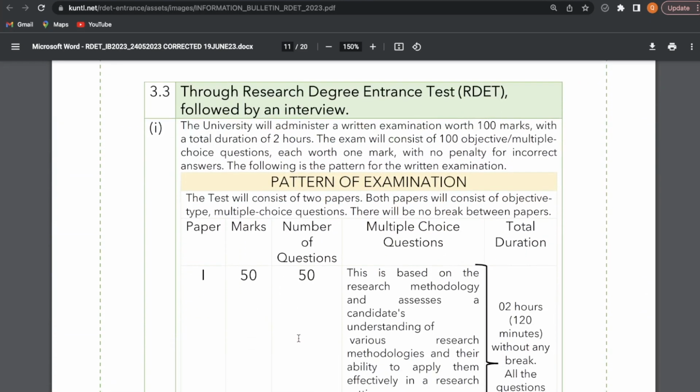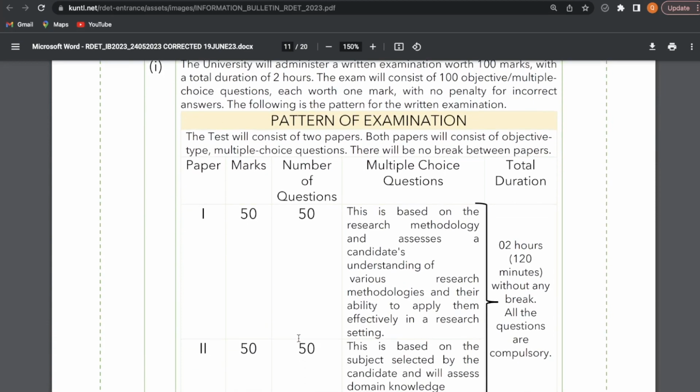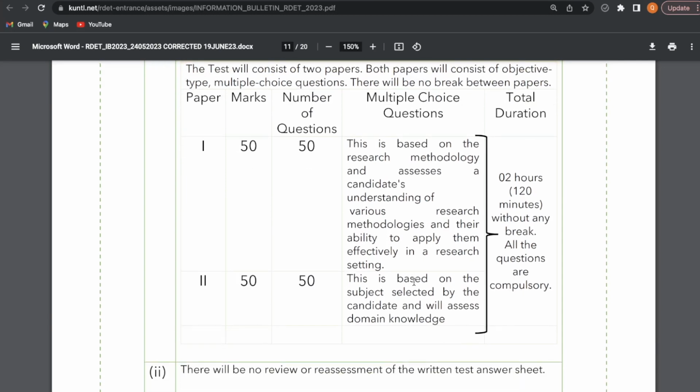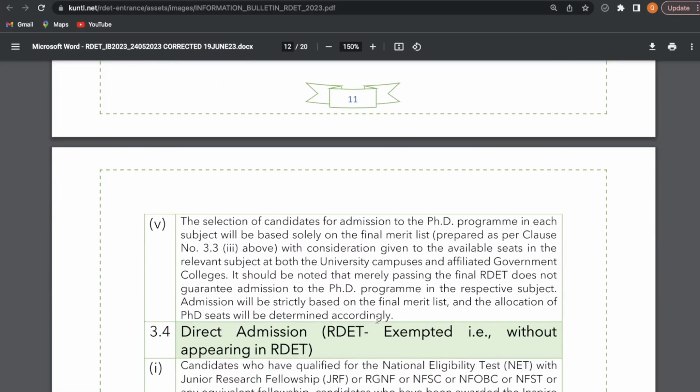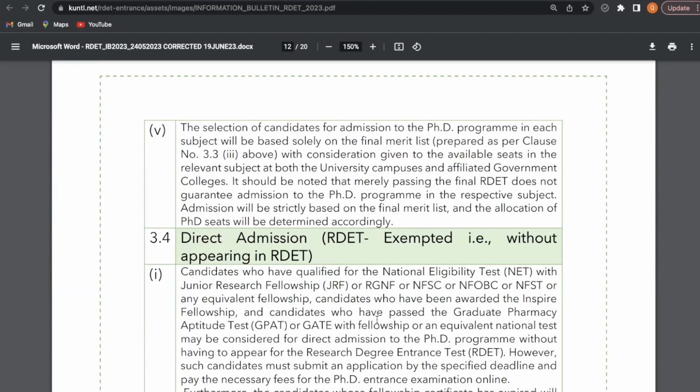So the pattern of examination, for those students who are going to fill this, is 50 marks and 50 marks questions. The first is research methodology, basic understanding, and second is on the basis of the subject which you will choose. So the things are like that. 30 marks interview. After examination, you have to qualify the interview, and the merit will be based on it. The final merit will decide your selection.